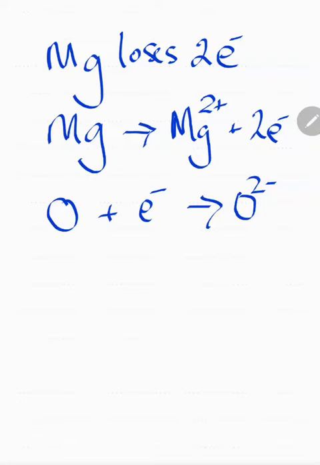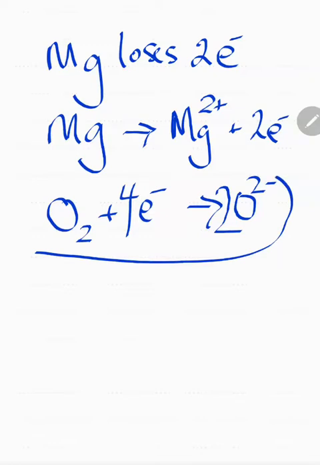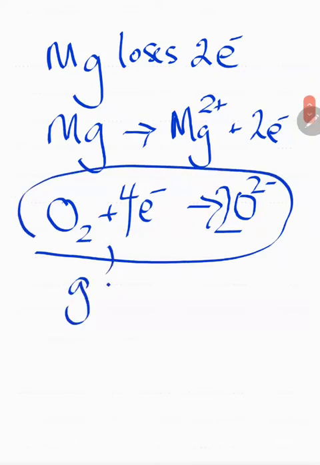Balance this equation, and that is O2. Make this 2 oxygens, so 4 electrons. In other words, each oxygen atom gains 2 electrons. So this is gain of electrons.